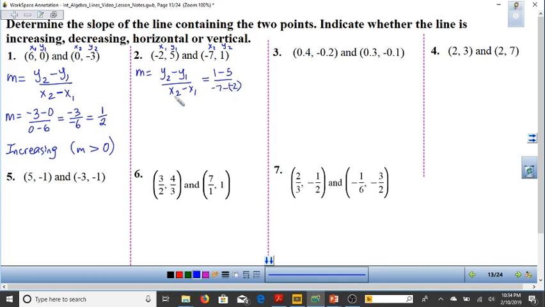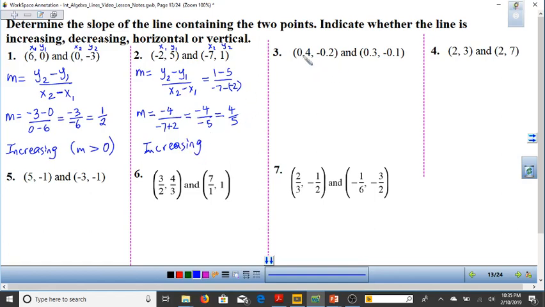In this case, 1 minus 5 is -4. -7 minus -2 is -7 plus 2, which is -5. We get -4 over -5, which is a negative divided by a negative, which gives you a positive 4/5. And again, since the slope is positive, this line is an increasing line. And there you have that.